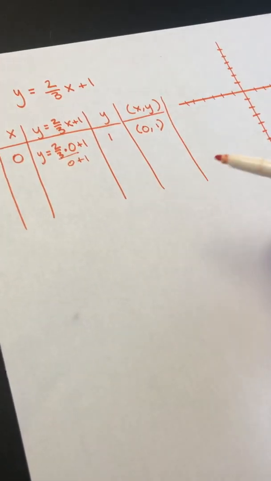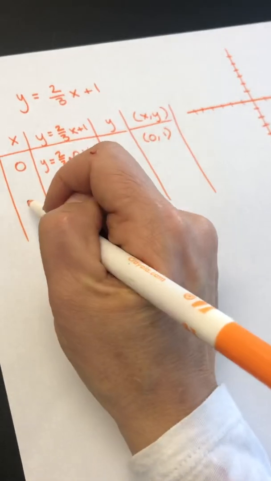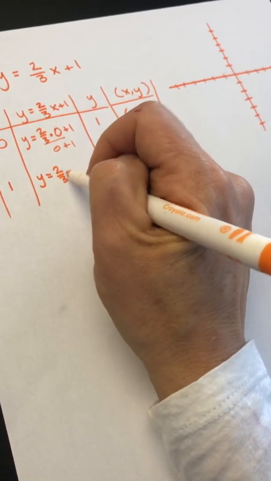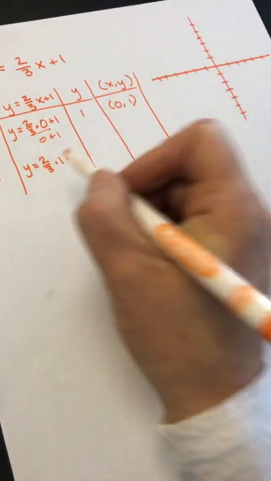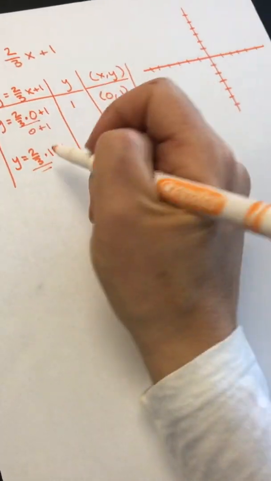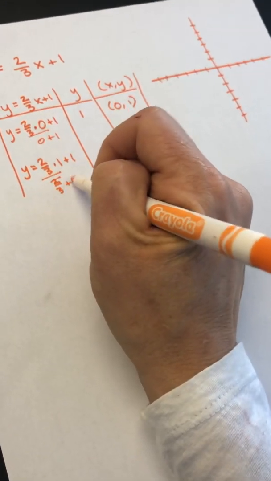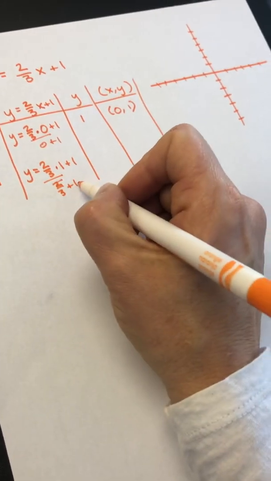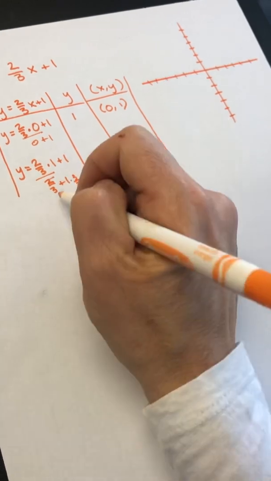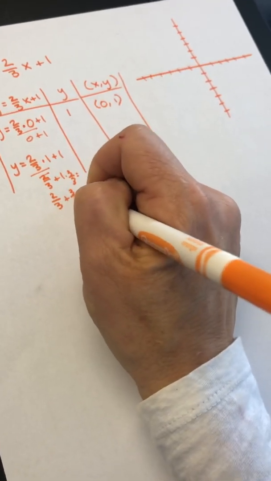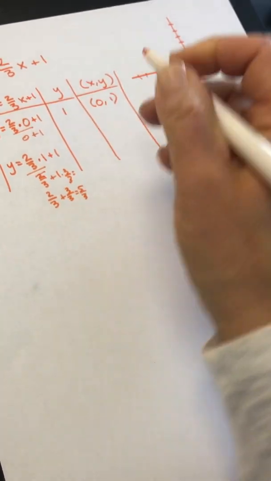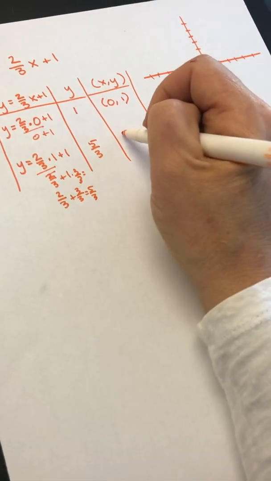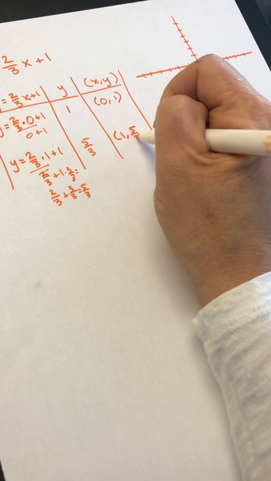Now right now I could use 1 and -1, but watch what happens if I use 1. I would say 1 for x, y equals 2/3 times 1 plus 1. Well, 2/3 times 1 gives you 2/3. And then you add 1. You got to get a common denominator, multiplying by 3/3. So you have 2/3 plus 3/3, and that's 5/3. So all of a sudden your y is 5/3. And then we get to plot 1 and 5/3.